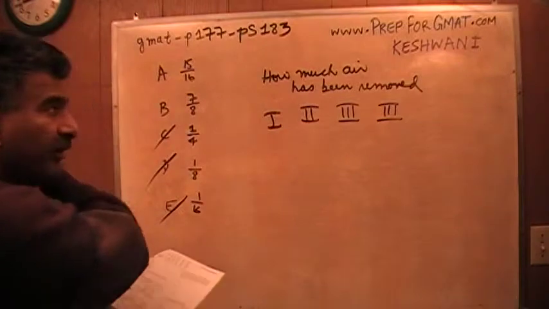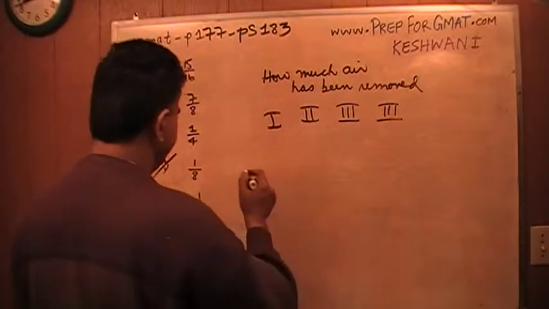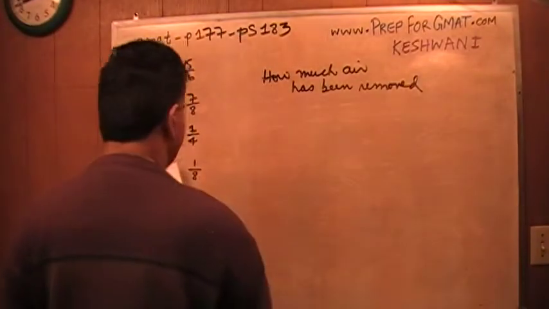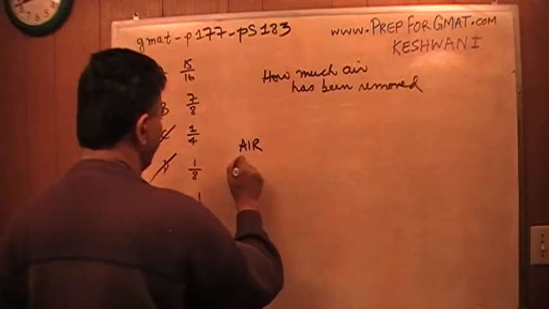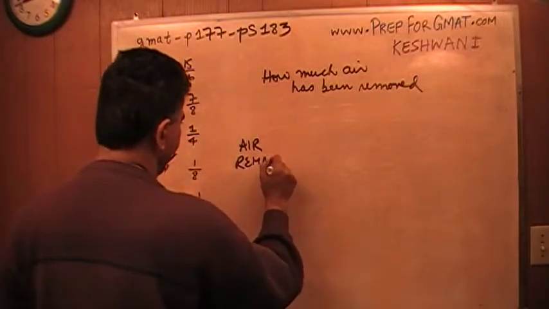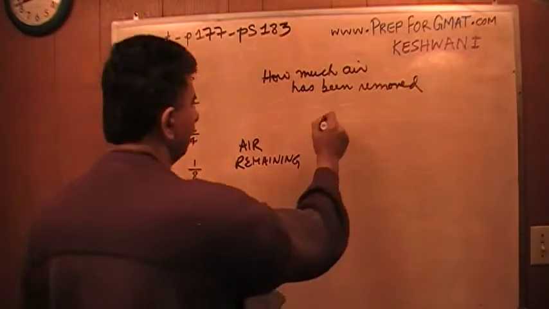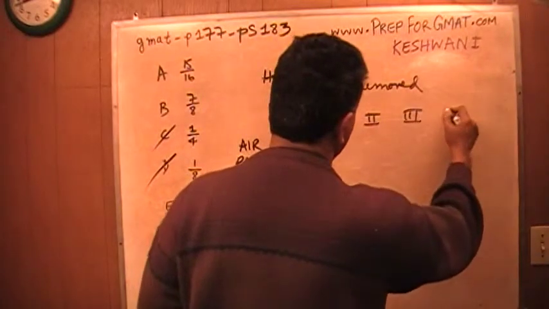And here what I'm measuring is the amount of air remaining. Let me write down here. What I'm going to show you is the air remaining, not the air removed, but the air remaining. First stroke, second stroke, third stroke, and fourth stroke.